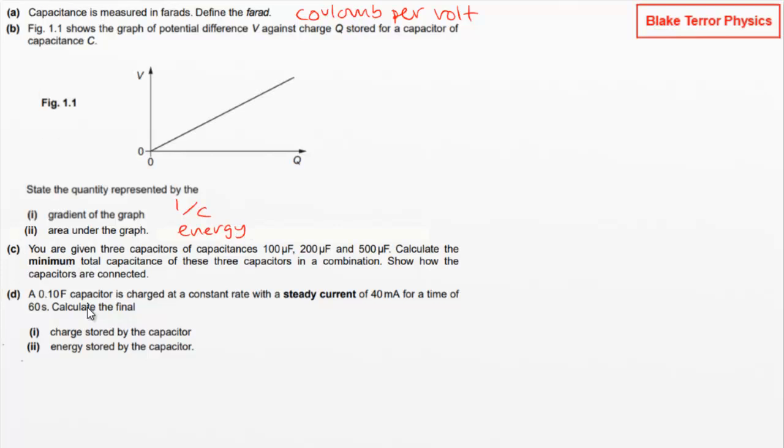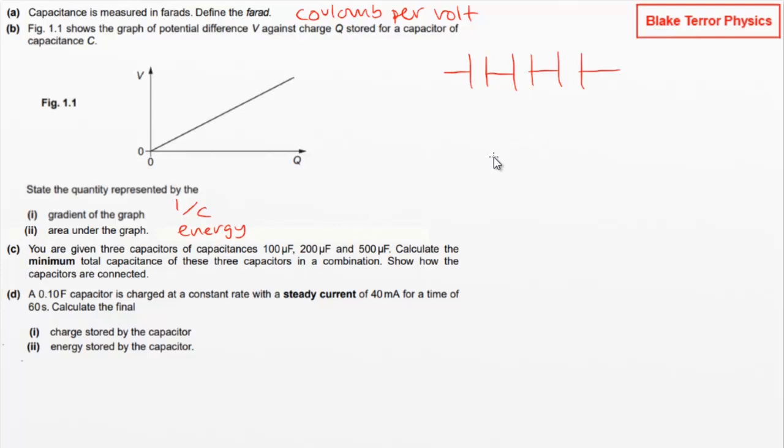Part C, you are given 3 capacitors of capacitances 100, 200, 500 microfarads. Calculate the minimum total capacitance of these in combination. Show how the capacitors are connected. Well, you're going to get a minimum with capacitors when they're all in series, the same as you get a minimum resistance when resistors are in parallel.